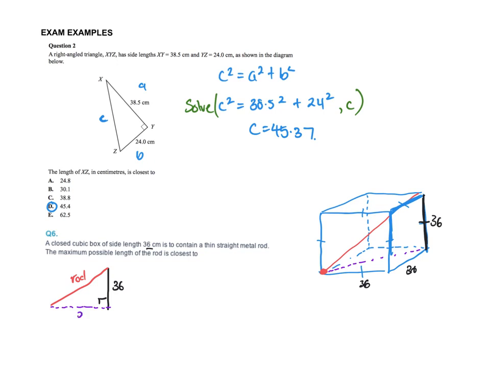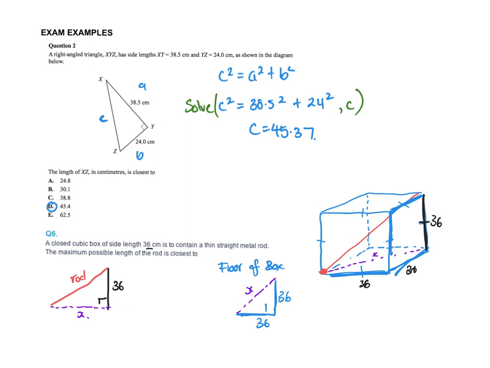So I actually need this purple one to be able to use Pythagoras. What I can use on the floor of the box is that right angle triangle. So I'm going to use along here and along here. So I've got that and that, which is 36 and 36, and then along there, this is what I'm calling X.